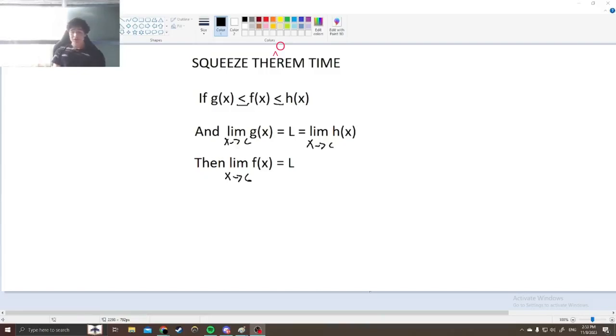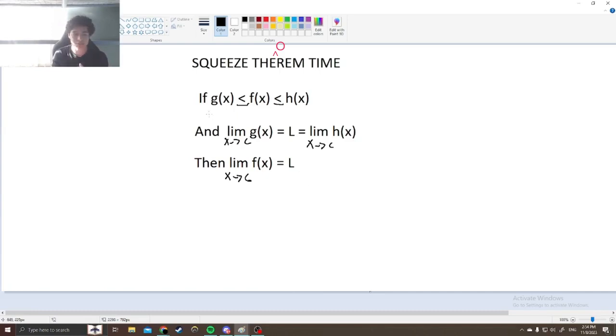The next topic that we're covering in Unit 1 is the squeeze theorem. The squeeze theorem states that if you have three functions, function g, function f, function h, the letters don't matter, and if g is less than or equal to f and f is less than or equal to h, then when the limit of g of x and h of x both equal L, or any number, when they're the same, then the limit of f is the same.